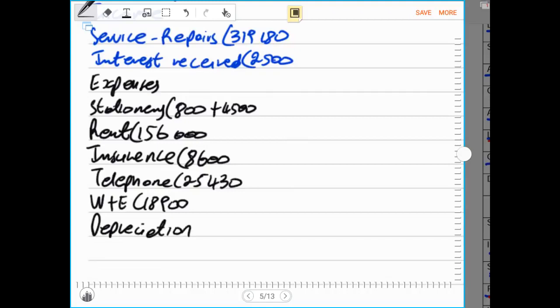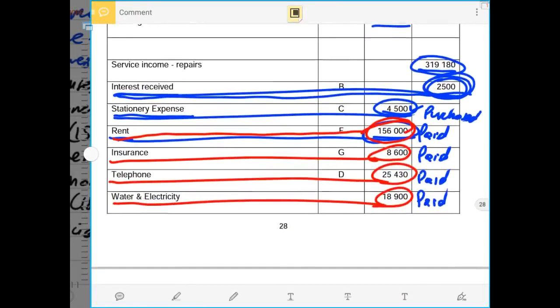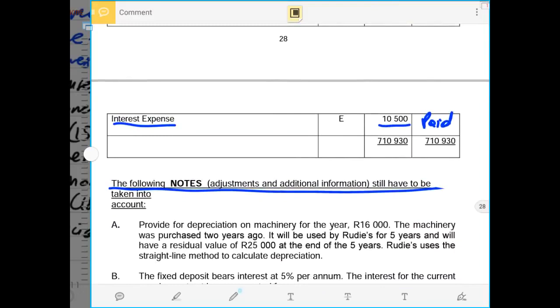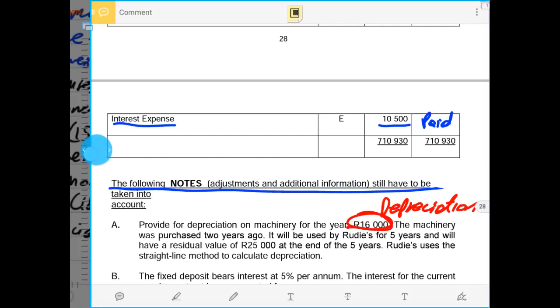We have our depreciation, and our depreciation was already given to us as 16,000 rands. That depreciation was from our adjustments. We were given the first adjustment where they told us that depreciation for the year is 16,000 rands. There is our depreciation, so that has been already accounted for. It is our depreciation expense for the full year, current year.